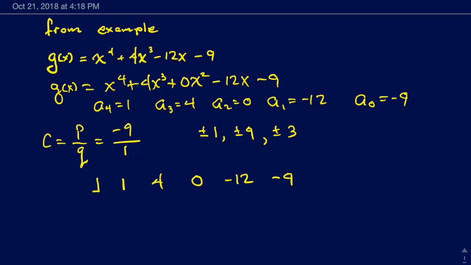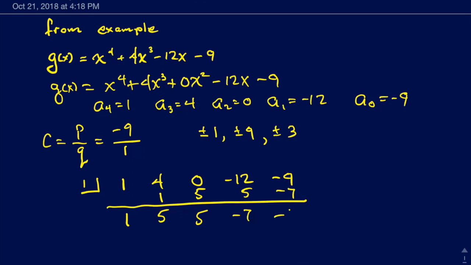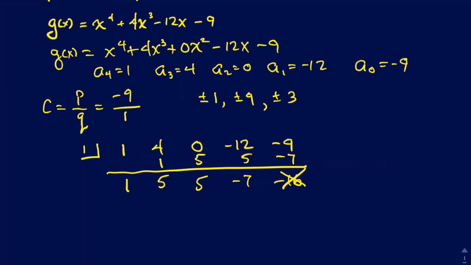And then we put our c that we're going to try, like right here, and bring down the 1, multiply by 1, add to the 4, multiply by 1, we get 5, and we add to the 0, we get 5. 1 times 5 is 5. Add to negative 12, we get negative 7. And then 1 times negative 7 is negative 7, and this gives us negative 16, which means we really didn't get it, because that didn't divide in evenly.